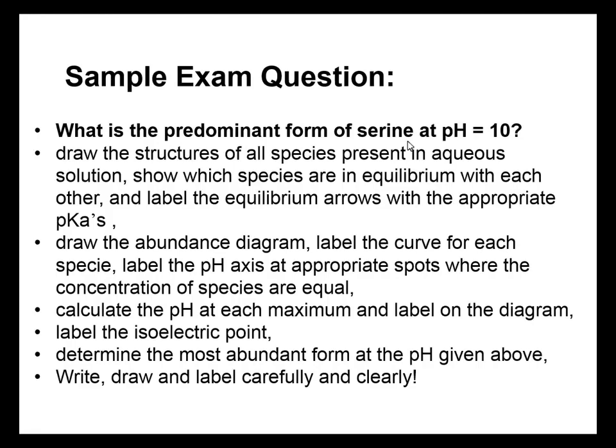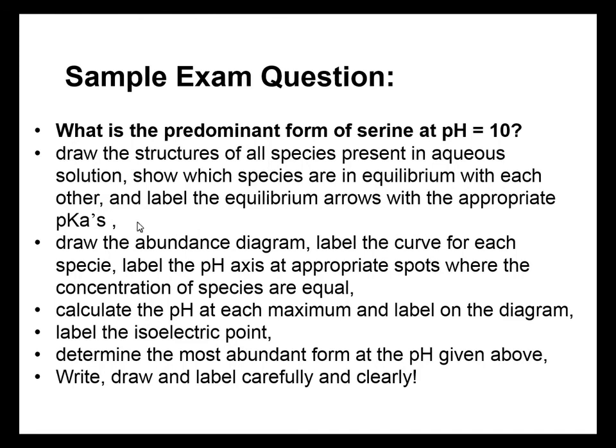Here's what the sample exam question looks like for this outcome. We'll ask you what the predominant form of some amino acid is at some specified pH. And after this video, you should be able to do this first bullet. Draw the structures of all species present in aqueous solution, show which ones are in equilibrium with each other, and label the equilibrium arrows with the appropriate pKa's. You should also be able to pick out the isoelectric species.